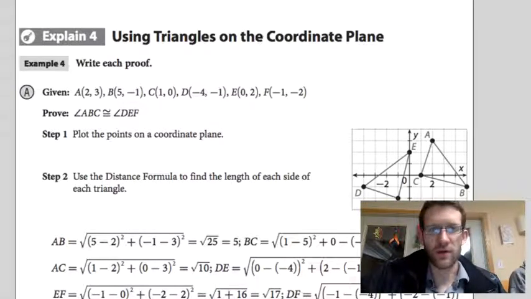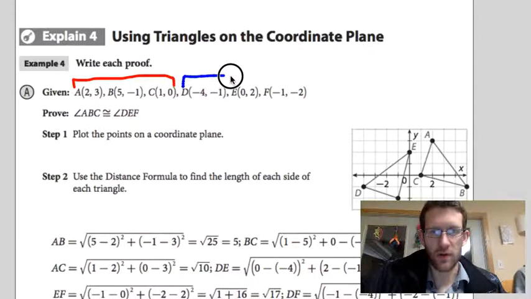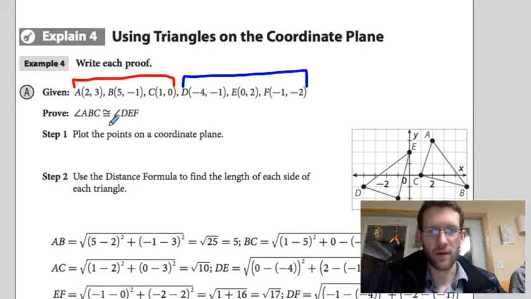So essentially, we can create two triangles from these. We can say this triangle is congruent to this triangle. If we can prove these two triangles congruent, we can use the corresponding parts of congruent triangles are congruent property to say that these angles are congruent, right? So how do we prove that triangles are congruent?